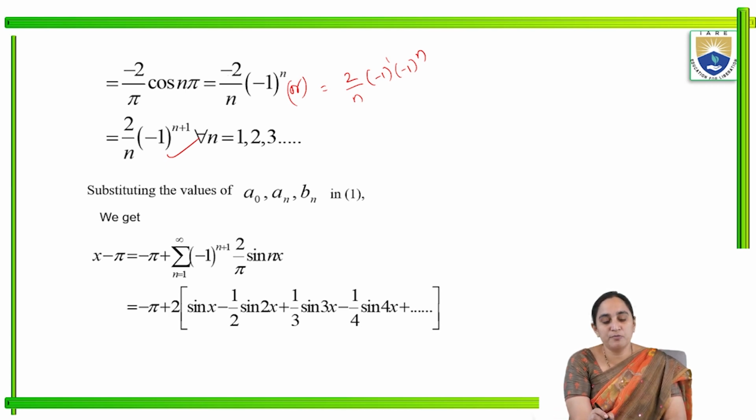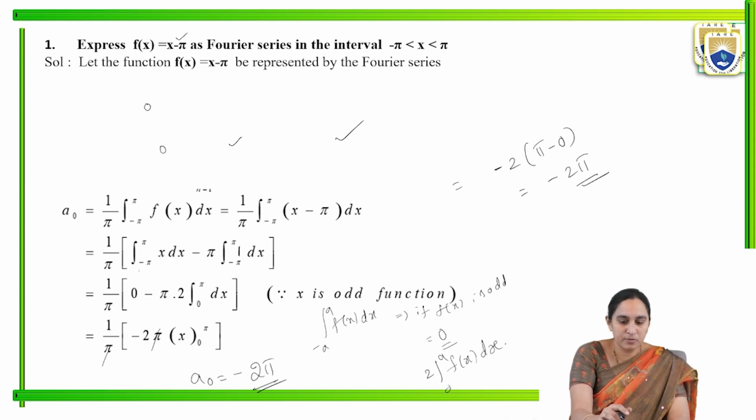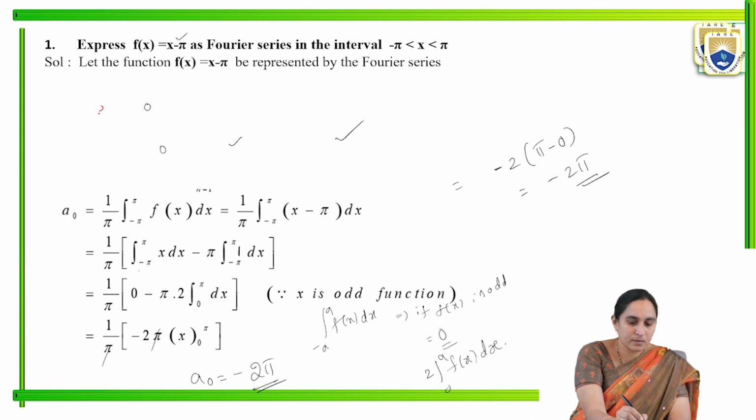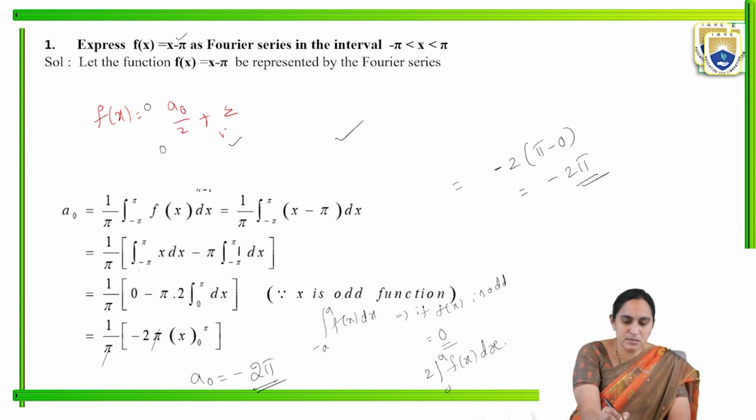Now from that series, we know the a naught value, an value and bn value. Now substitute the a naught, an, bn values in the first equation. What is the first equation there? The first equation, f of x is equal to a naught by 2 plus sigma n is equal to 1 to infinity an cos nx plus sigma n is equal to 1 to infinity bn sin nx.